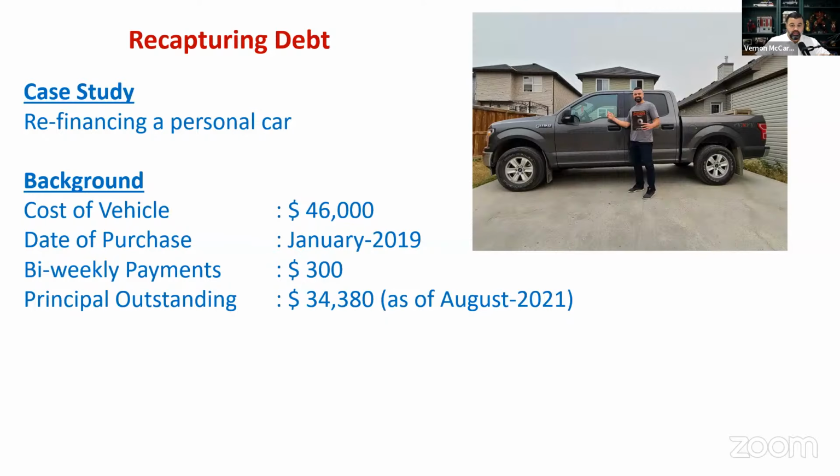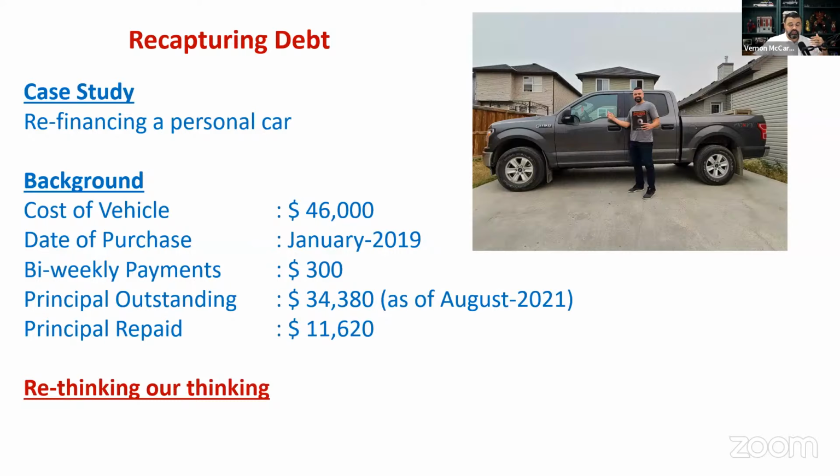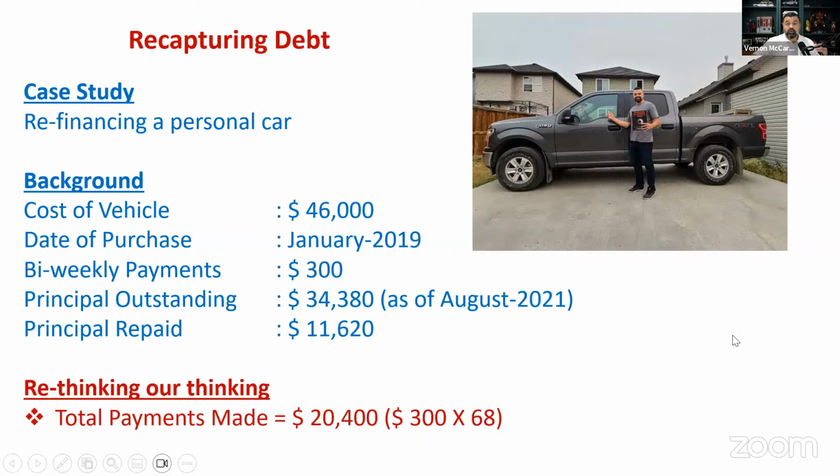$34,380. And I had looked at my system and I said, hey, I've got the cash in my system. It's 2.5 years into an 8-year loan. So I was already planning to pay $300 biweekly to someone else's bank for the next 5.5 years. And at this point, the principal that I paid down was $11,620. So it's time to rethink our thinking about car financing, and also rethink your thinking around interest rates.